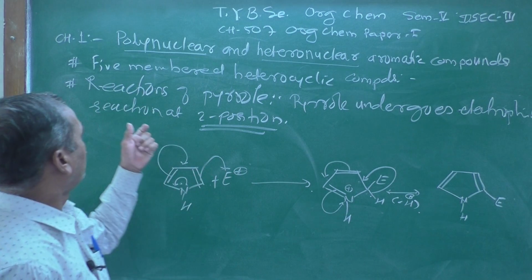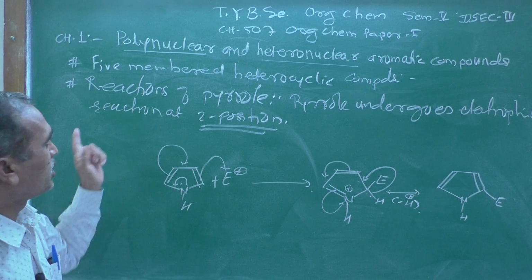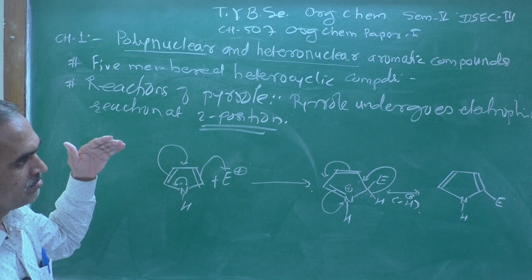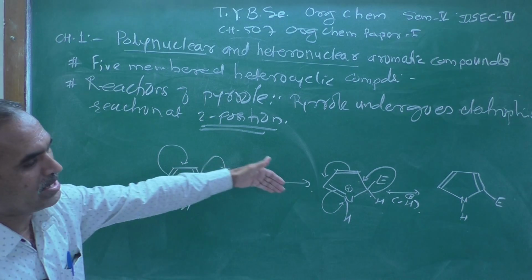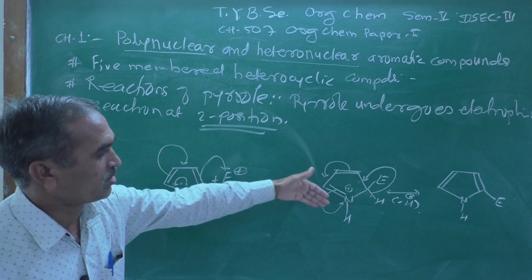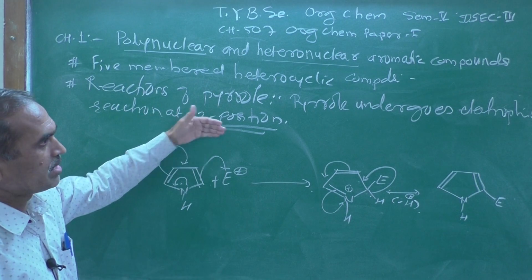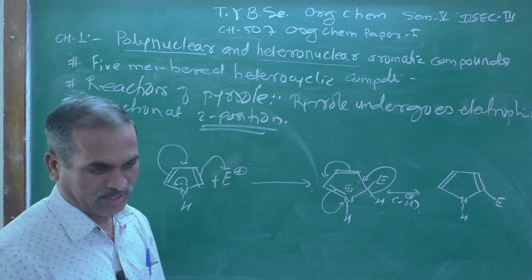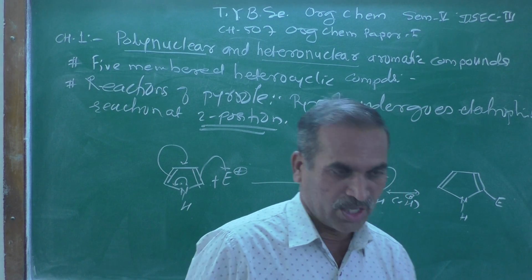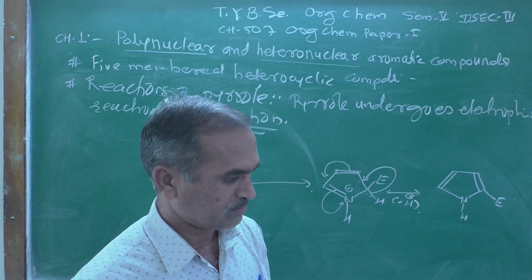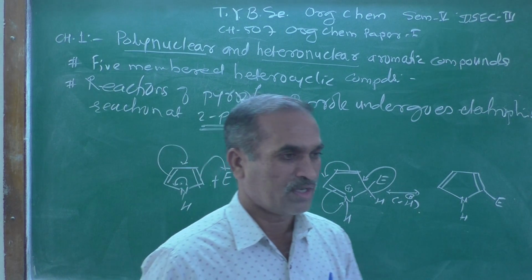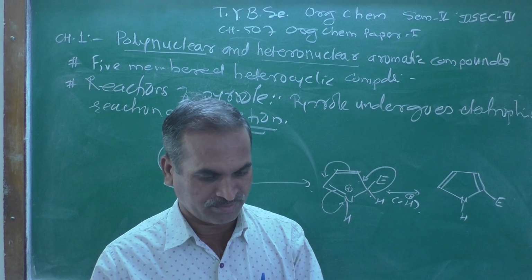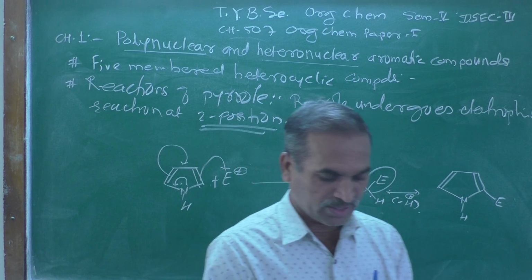And why does pyrrole undergo electrophilic substitution reaction at two position? I hope you got the answer to this question. So that is the reason why pyrrole, or a 5-membered ring, generally undergoes electrophilic substitution reaction at two position. That would be the main reason.